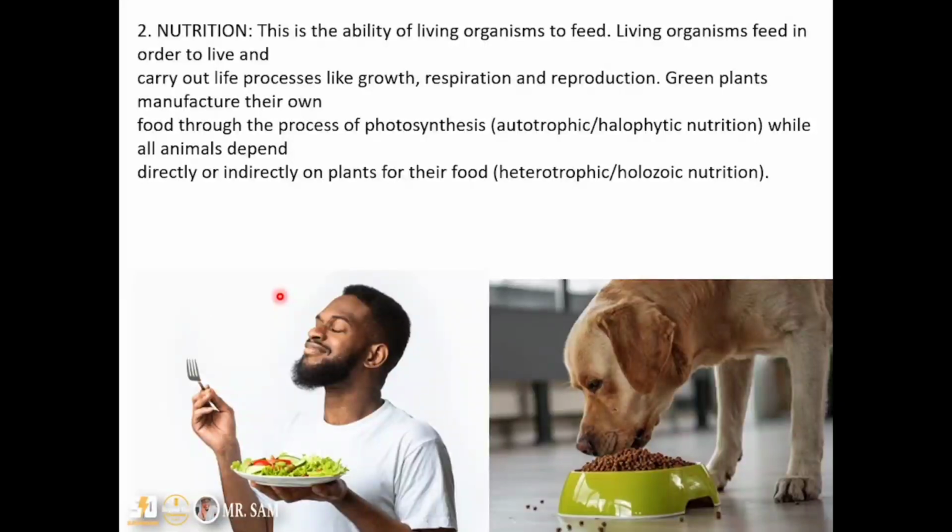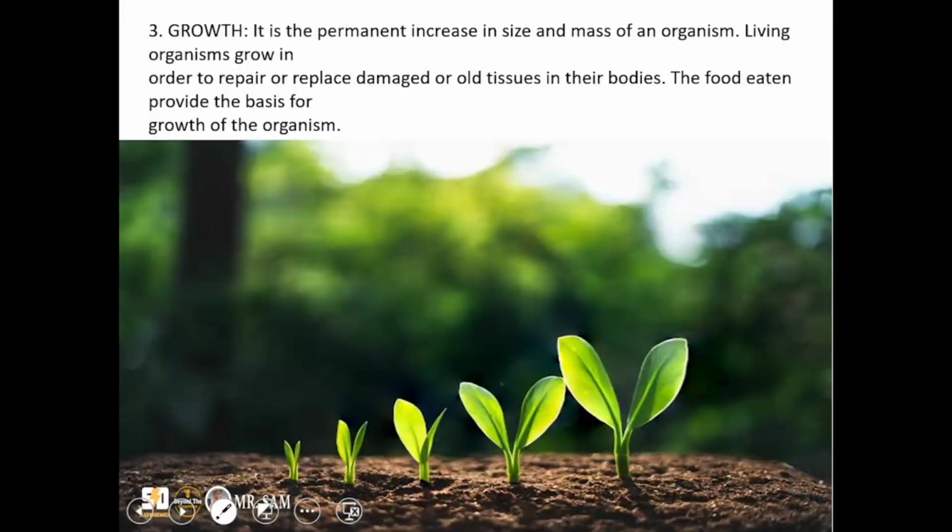What we mean by directly is that they could feed directly on vegetables, or indirectly they could feed on herbivores that feed on grasses. So you find out that either way they are depending on what? Plants. Okay, so we have the next one, growth. Every living thing must increase in size and in mass. You can't remain small for a very long time. You were once born as babies, now you have grown into a teenager, and then gradually into an adult. So growth is the permanent increase in size and mass of an organism.